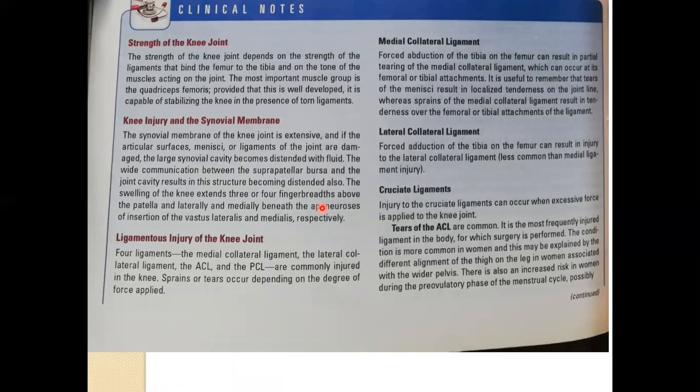Next are some of the clinical correlations. The strength of the knee joint is provided by the ligaments, the lateral and the medial collateral, and also the cruciate ligaments. These four ligaments are responsible for the strength of the knee joint, and it is aided by the tone of the muscles that are surrounding the knee joint. Okay, anteriorly the quadriceps muscle, and posteriorly the biceps femoris muscle and other muscles, right.